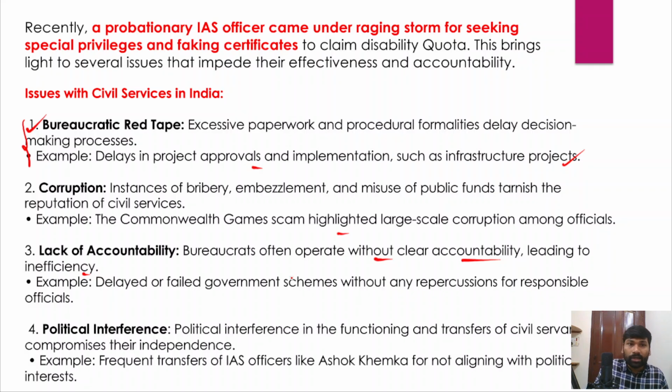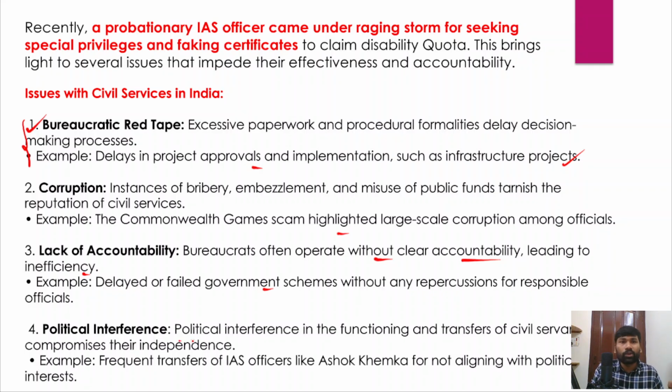So for example, delayed or failed government schemes without any repercussions for the responsible official. For example, an official is not doing his or her duties, and they are not implementing the government welfare programs, and action is not taken against those officials. So you can mention such examples.